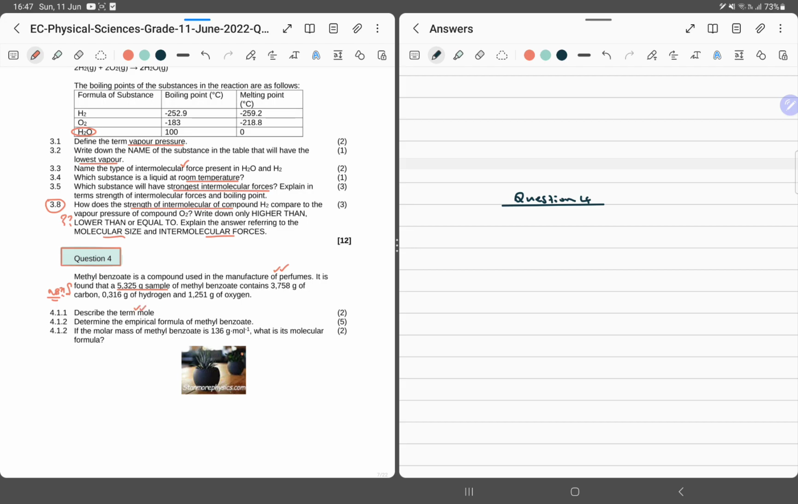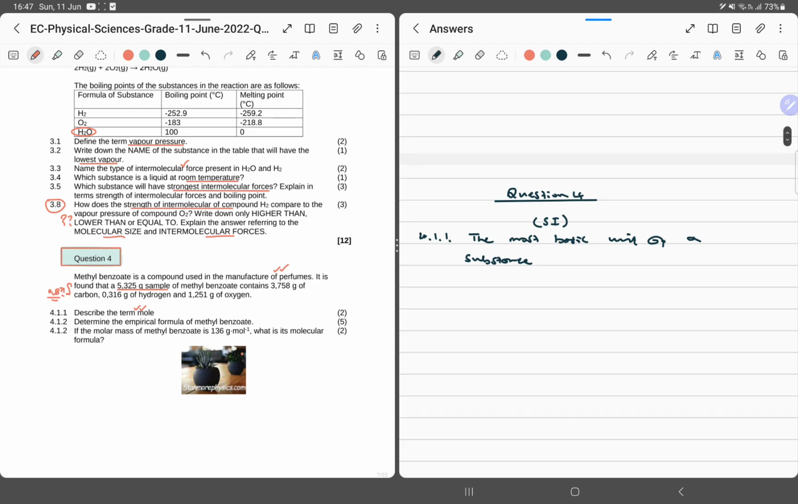Now I told you, describe the term mole. Oh, easy stuff. 4.1. What is a mole? This is the most basic unit of a substance. In high school chemistry, of course, what is the most basic? Basically, it is the SI unit. You can think of that standard international unit. Thank you very much. So this one was a very lousy question, was it not?